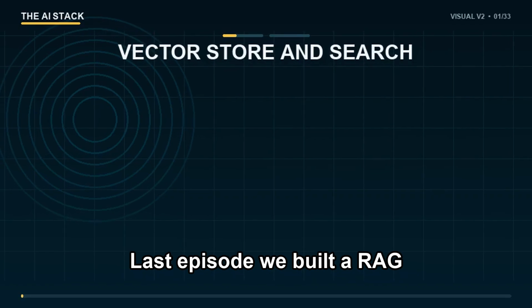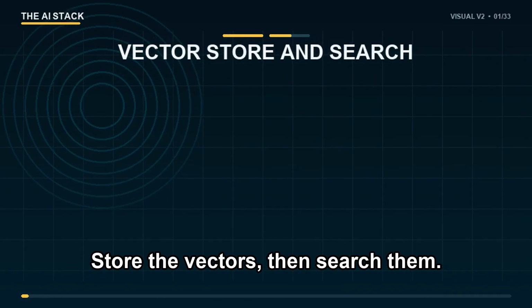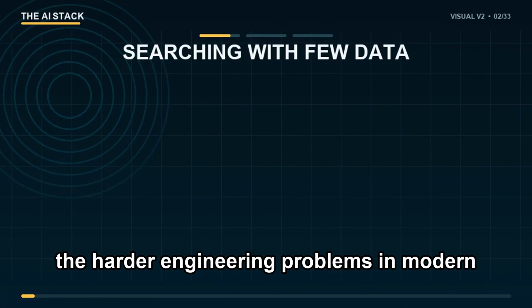Last episode we built a RAG pipeline and we breezed past one step with a wave of the hand. Store the vectors, then search them. That little phrase hides one of the harder engineering problems in modern AI.